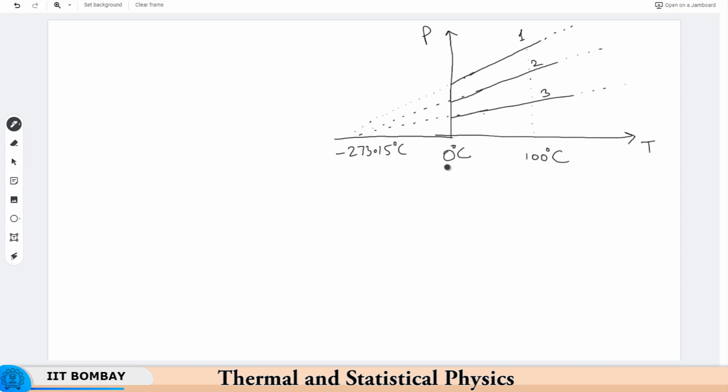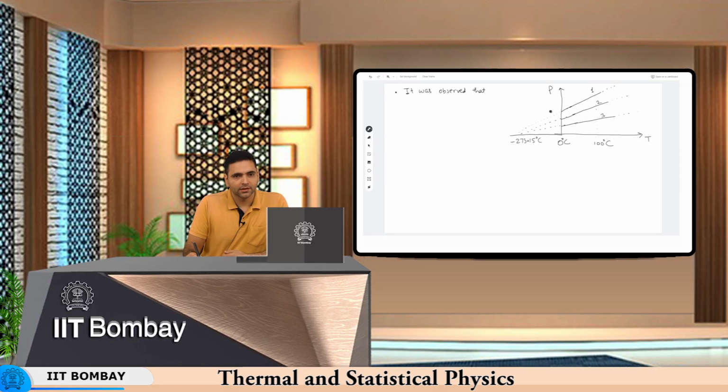Okay. So basically it was observed that these isochores for various gases intersected at a temperature of minus 273.15 degrees Celsius. And which basically corresponded to pressure being 0, all right. So where pressure was 0.